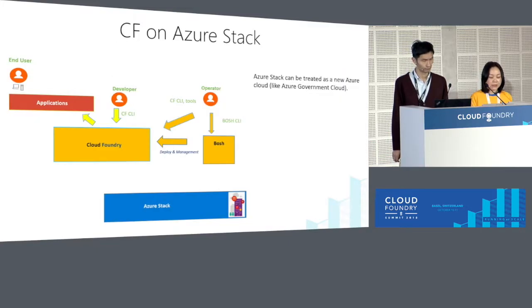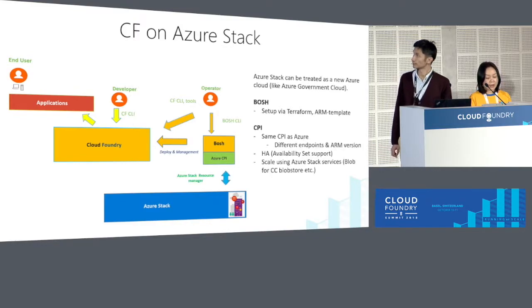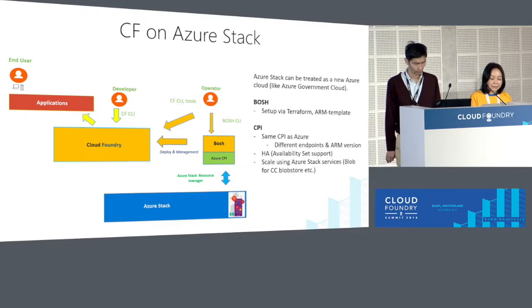To take a closer look, here is a diagram outlining the interface between Cloud Foundry and the underlying cloud providers. It starts with Bosh, which will create the infrastructure. On Azure, you usually use Terraform or an ARM template to create Bosh, and you use exactly the same approach to build it on Azure Stack. Then Bosh talks to the Azure CPI, and the CPI talks to the ARM API and the underlying cloud providers. With the same CPI, you can talk to both Azure and Azure Stack.